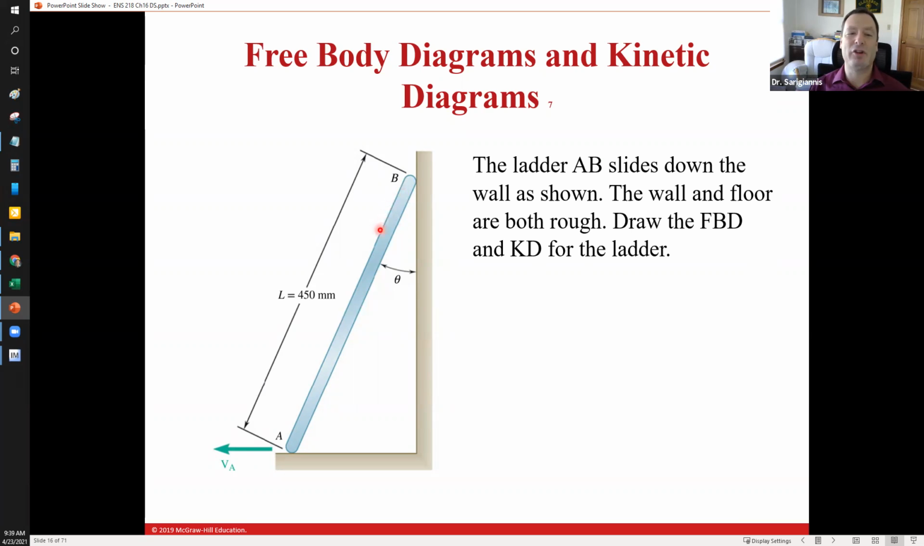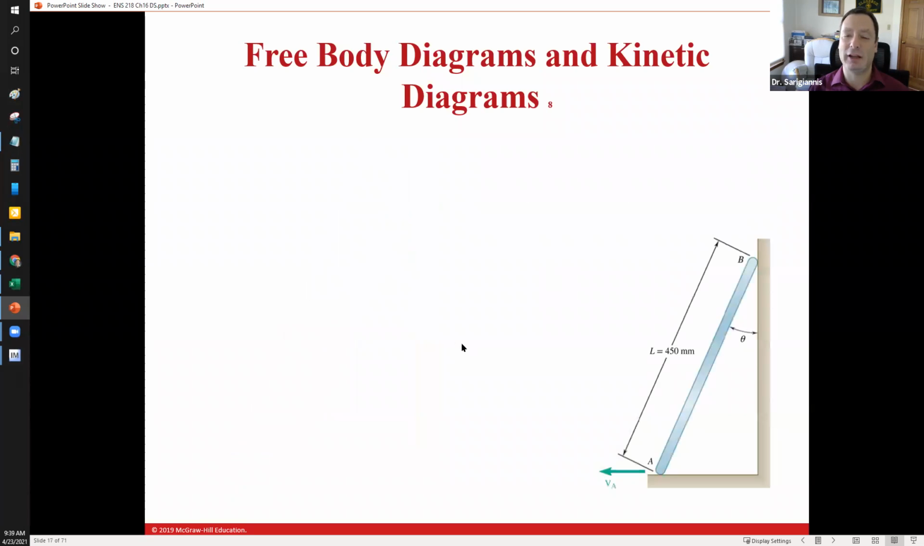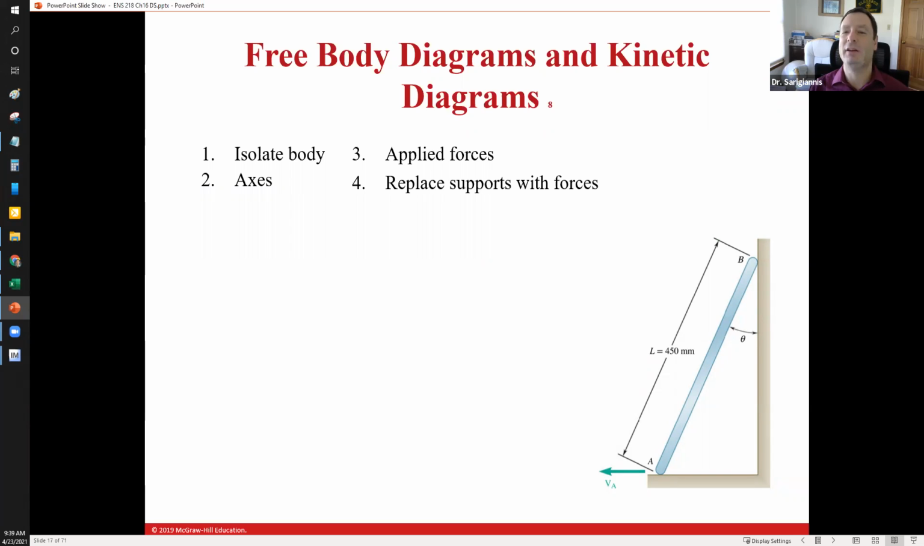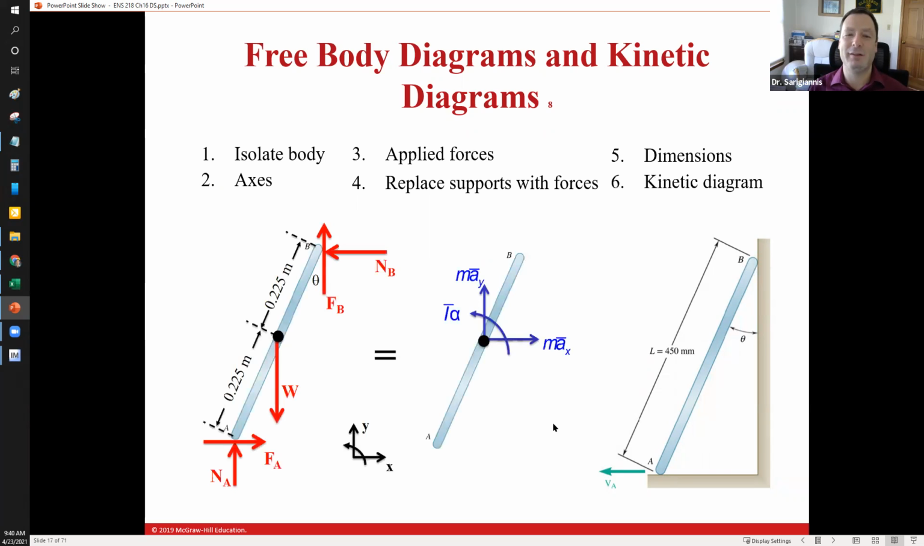But from the geometry, we can figure out the center of gravity of this thing. The assumption here is it's a uniformly distributed mass ladder. So we're going to say the center of gravity is right in the middle. So let's see what that looks like here. We're going to isolate the body, draw axes, and put in our applied forces. And then don't forget, replace any supports with forces. Make sure you include dimensions and the kinetic diagram.